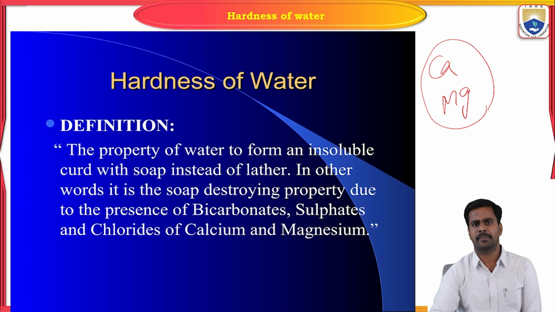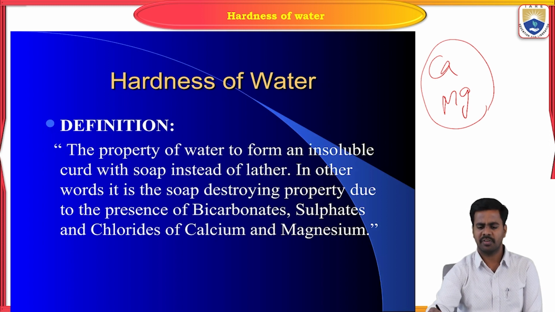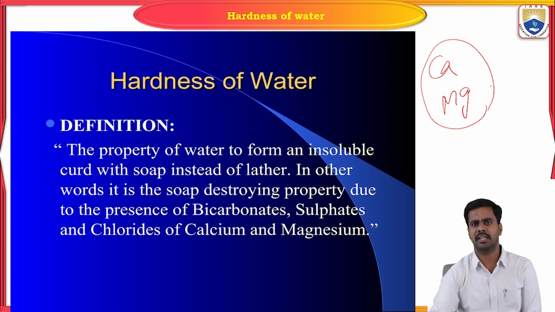So we can define hardness of water as the property of water due to the presence of salts of calcium and magnesium. Because of these salts, water does not produce lather with soap. So that is known as hardness of water.